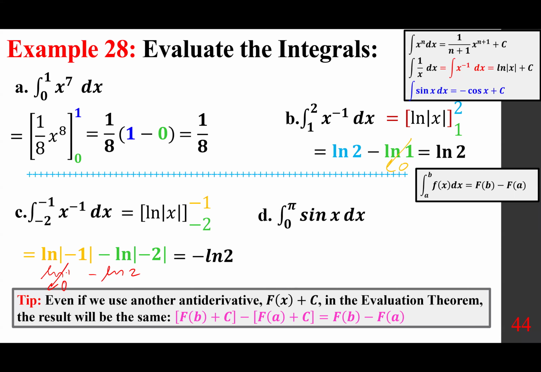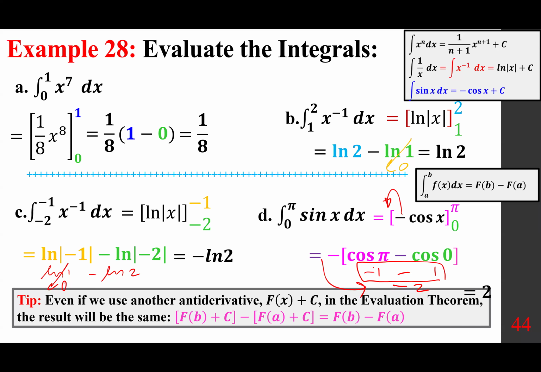The integral of 0 to pi sine x dx. As you know, the derivative of sine is cosine, but the integral is negative cosine. So negative cosine from 0 to pi. Let's just evaluate the cosine and keep the negative out. Becomes cosine pi minus cosine 0. As you know, cosine pi is minus 1, minus cosine 0 is positive 1. So this entire thing is minus 2. This makes it positive.